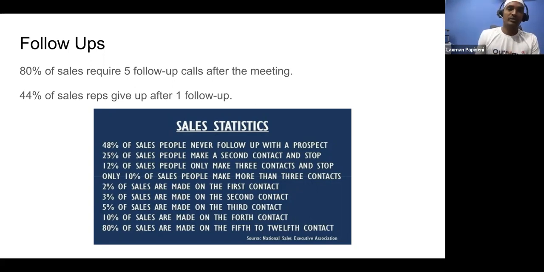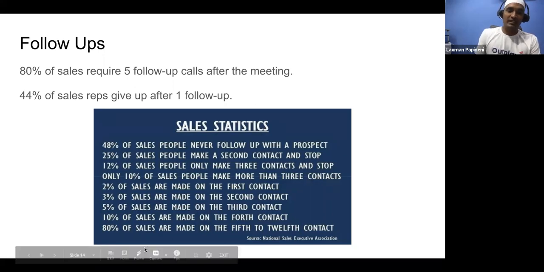And 44% of sales reps just give up after the first follow-up. So if you are in this 44%, you're missing out on a lot of money. If you're not in this 44%, your competition is less by 44% because those people are not doing follow-ups. And if you do follow-ups, you have a higher chance of getting that sale done.